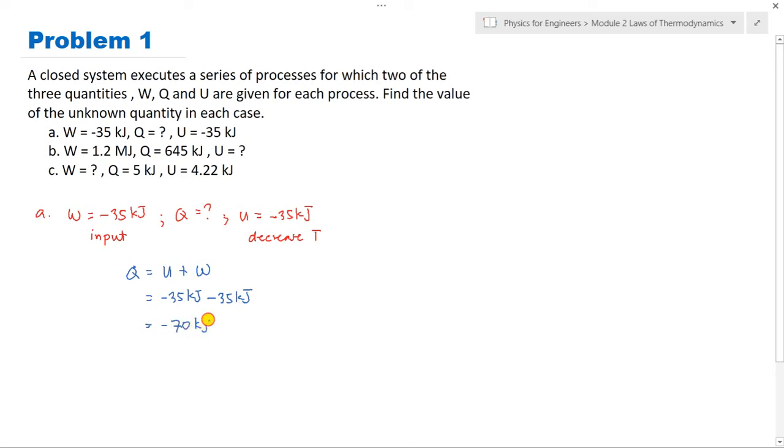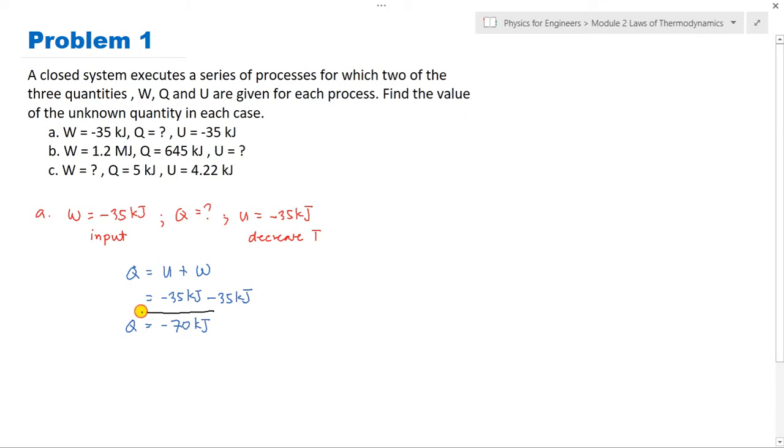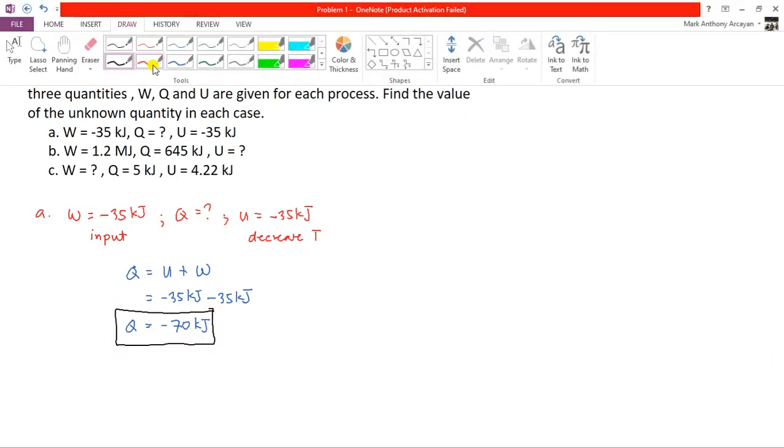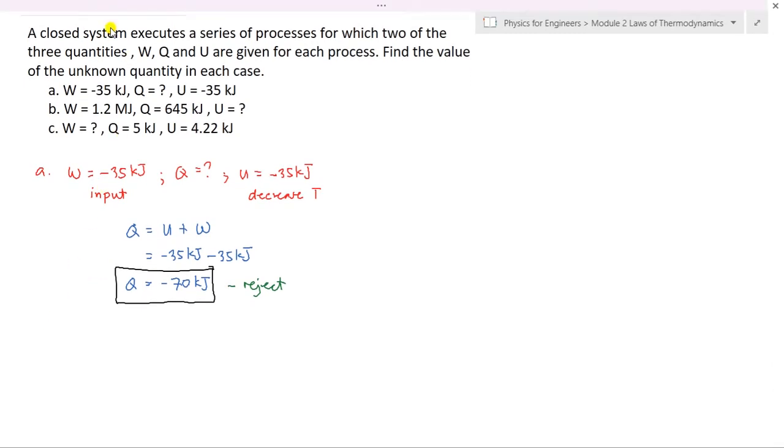Negative 70 kilojoules. So what is the interpretation of this answer, class? What would it mean? We reject heat. We reject negative 70 kilojoules. It was not input to the system because it is negative. So it means that we reject heat. Let's proceed to letter B.